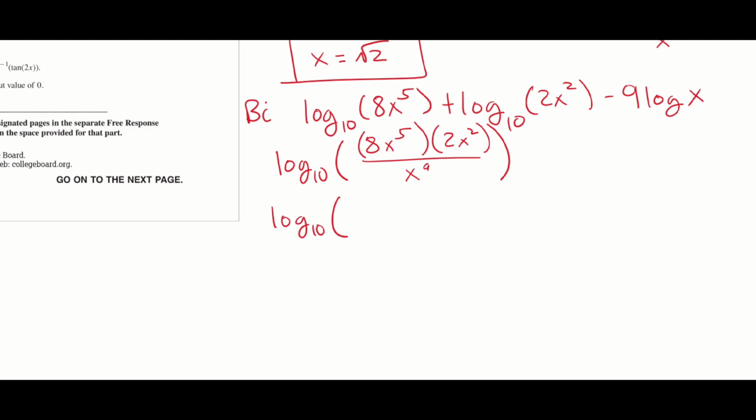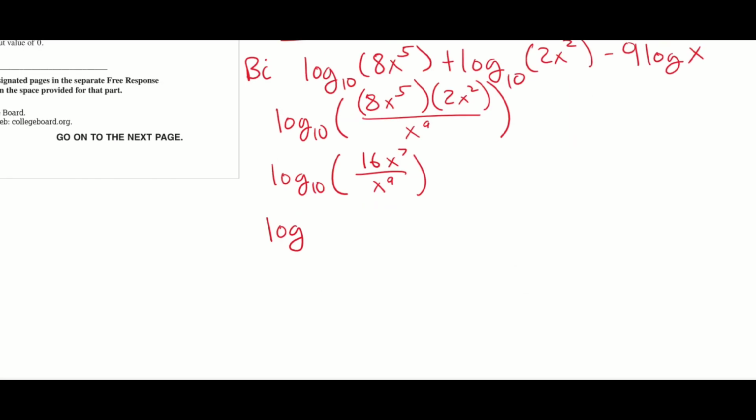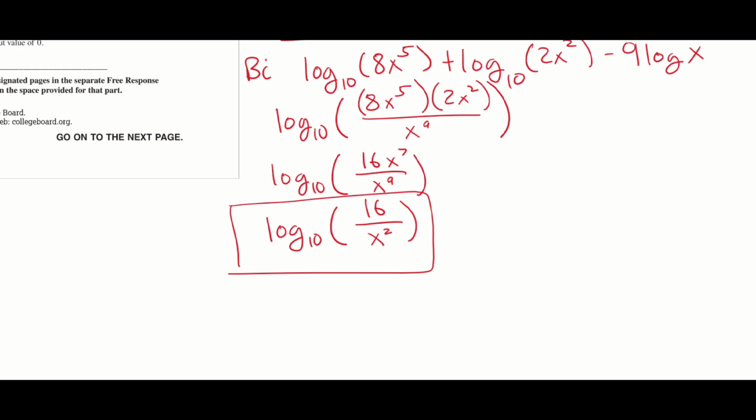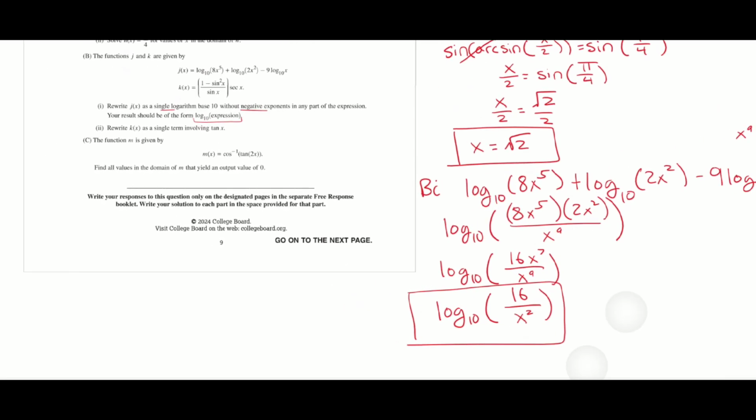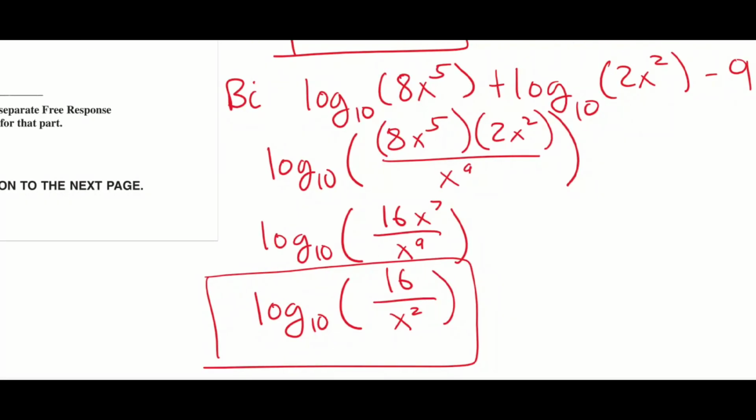So you multiply the coefficients and then you add the exponents. So 8 times 2 is 16, and 5 plus 2 is x to the 7th. You keep that over x to the 9th, and when you're dividing exponents, that is the same thing as subtracting. So you are left with 16 over x squared. That is your final answer. It didn't really say to simplify, so if you left your answer like this, you probably still will get the points for it, so don't worry about that.